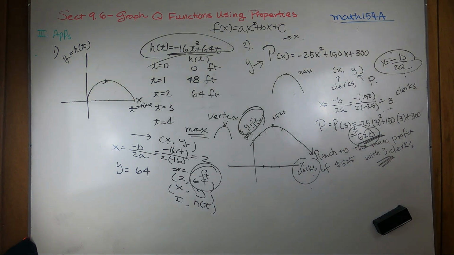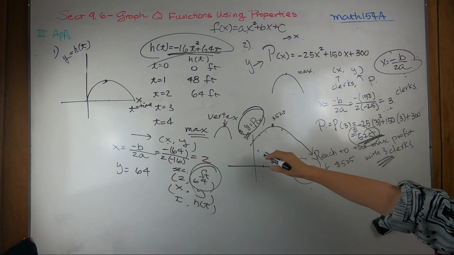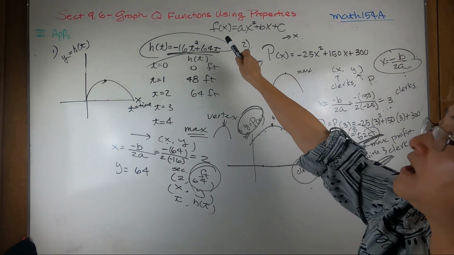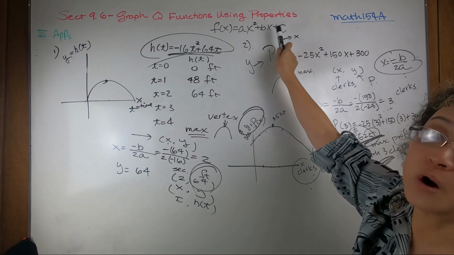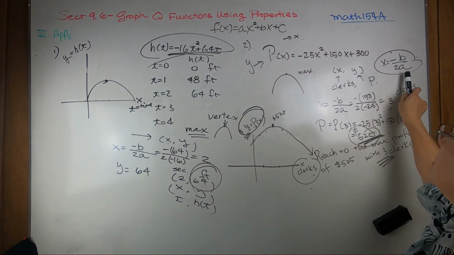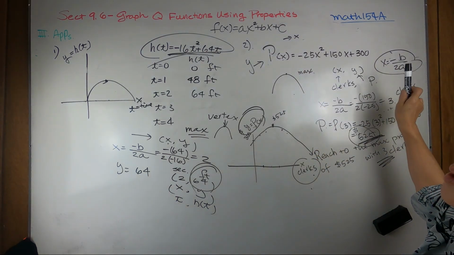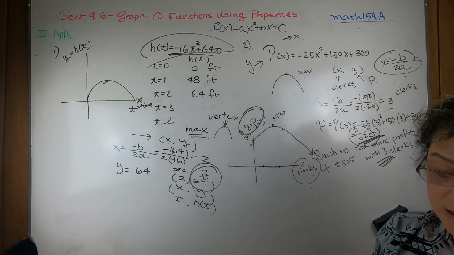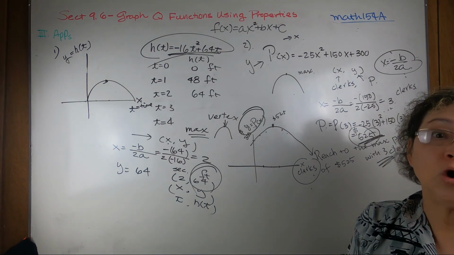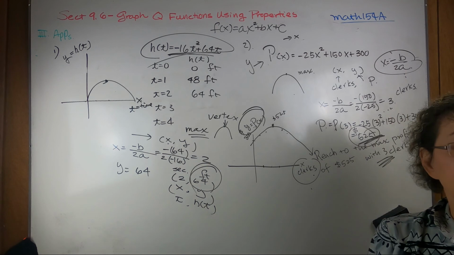Got the idea? That's how we use quadratic functions with the property of the vertex point. Okay? So that would be your section 9.6.